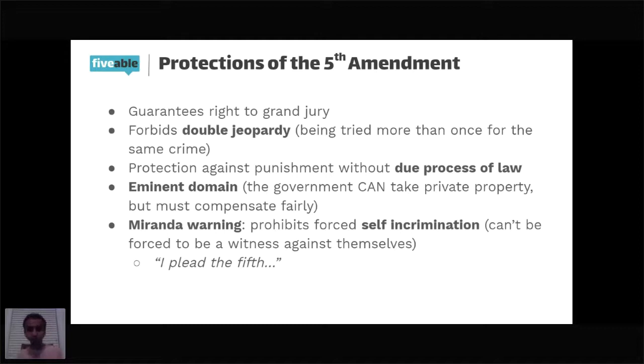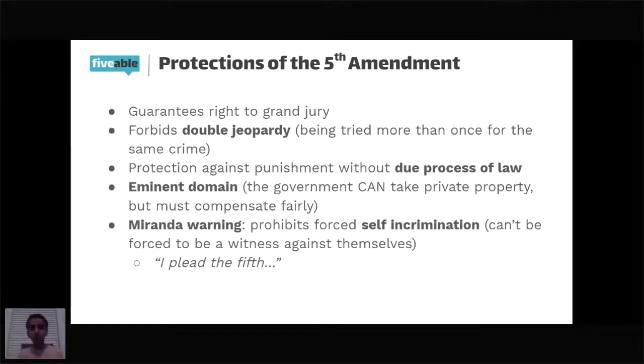The other thing is it provides protection against punishment without due process of law. The next thing is eminent domain. The government can take private property, but they must compensate fairly. Finally, the Miranda warning prohibits forced self-incrimination. So you can't just be forced to give evidence that will lead to your conviction.